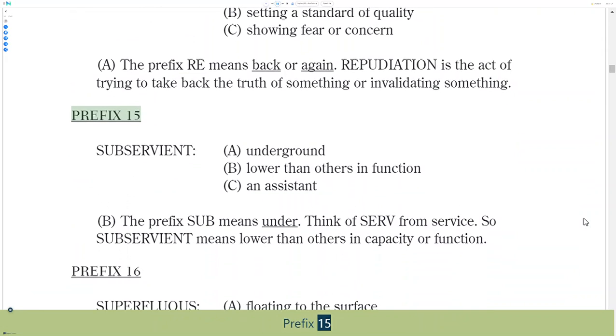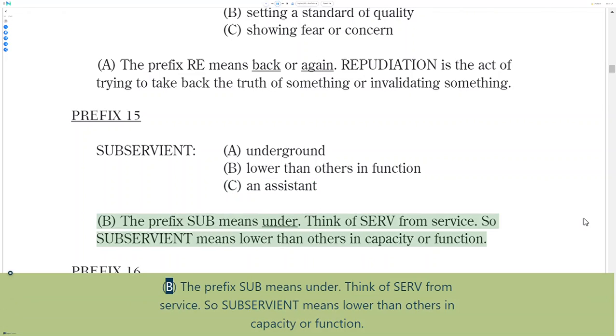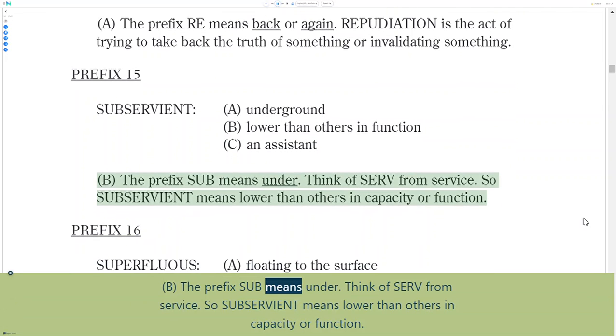Prefix 15. Subservient. A. Underground. B. Lower than others in function. C. An assistant. B. The prefix sub means under. Think of serve from service. So subservient means lower than others in capacity or function.